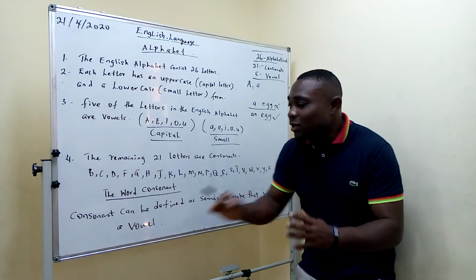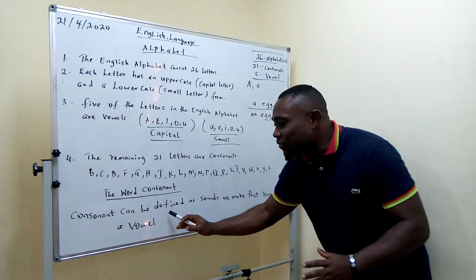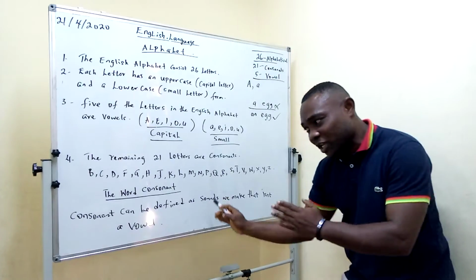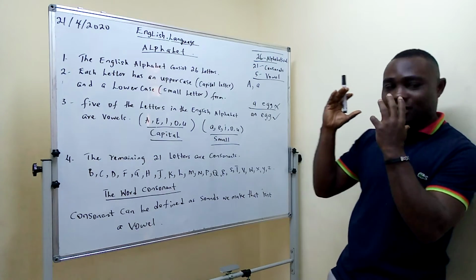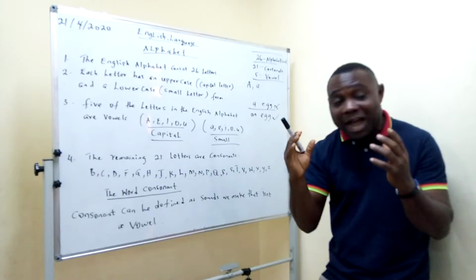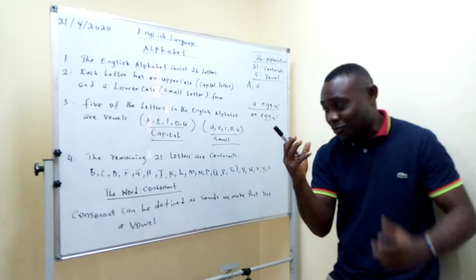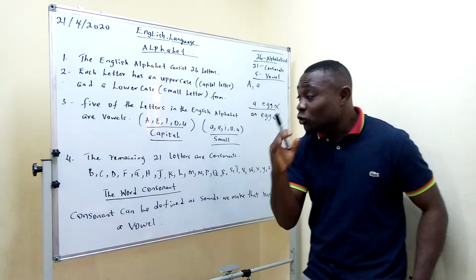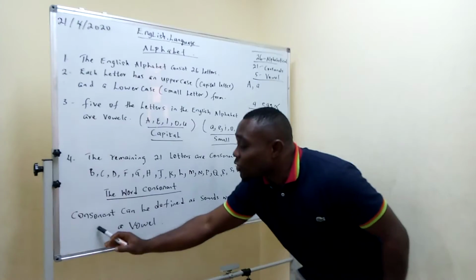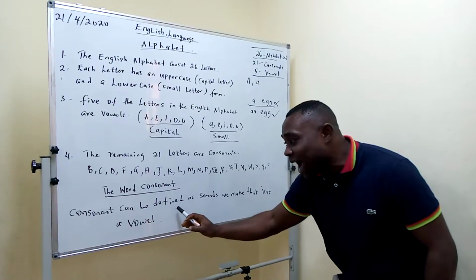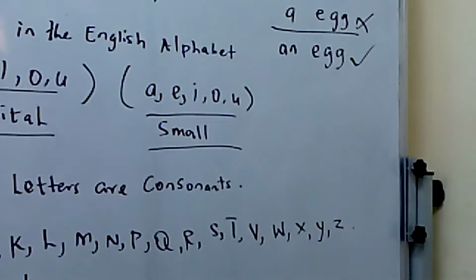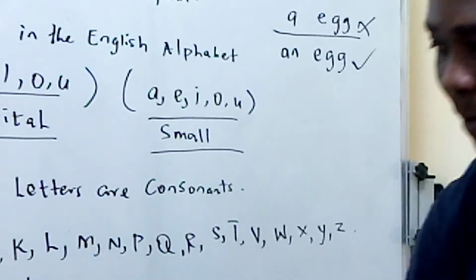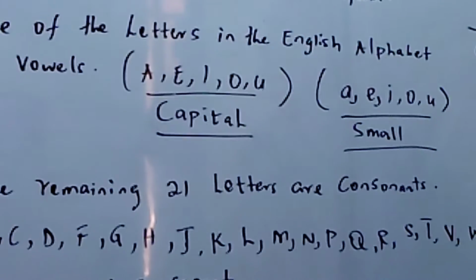Let's break it in two so we can cram it. When you find it in the exam, it will be easier for you. When they ask you what the word consonant means, you just say, consonants can be defined as sounds we make that isn't a vowel. Or you can say it's not.